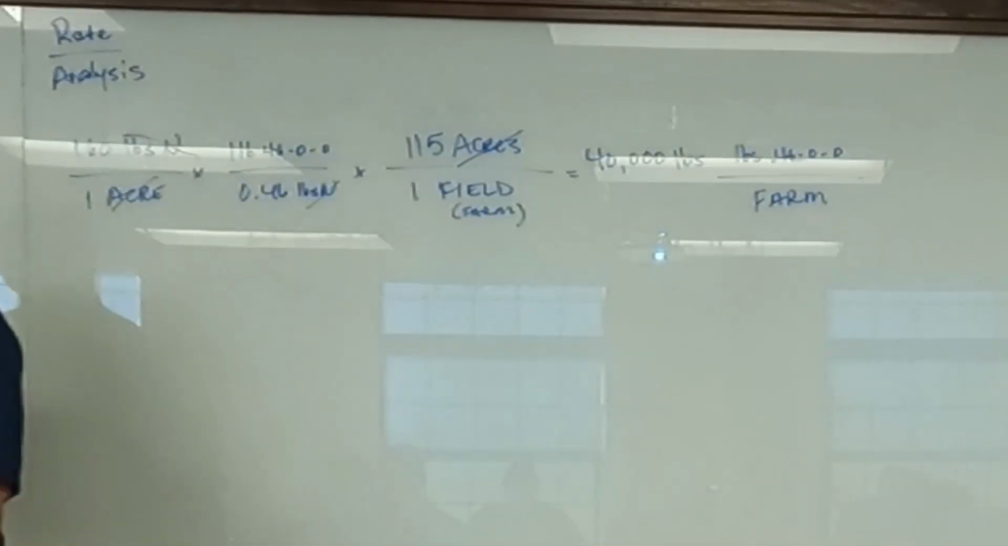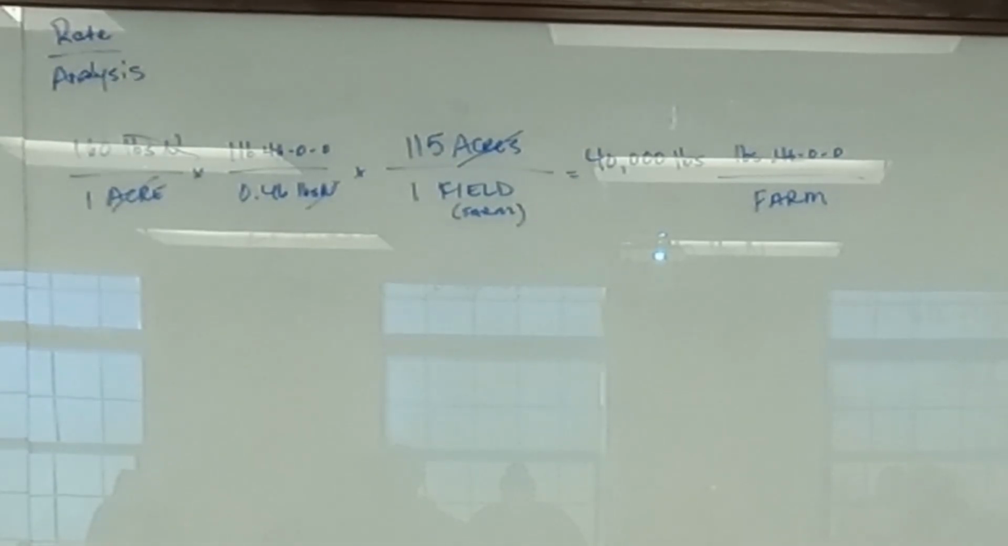Everyone understanding this pretty clearly? Fairly simple, huh? So we'll go ahead and let you do the next one. 73 pounds of P2O5.